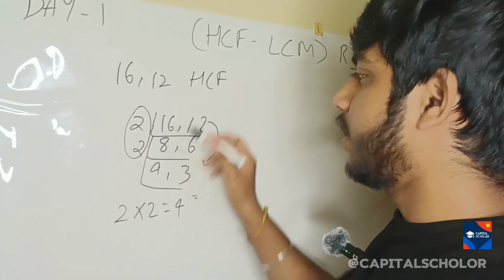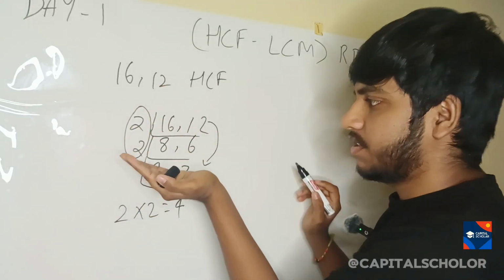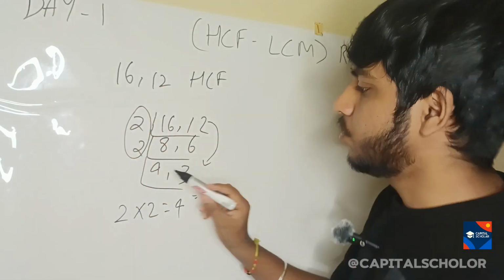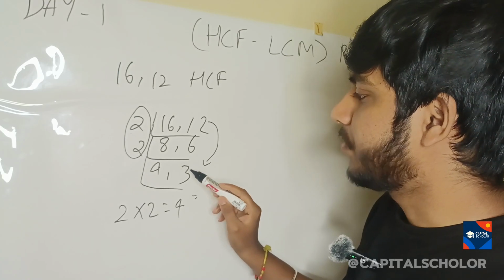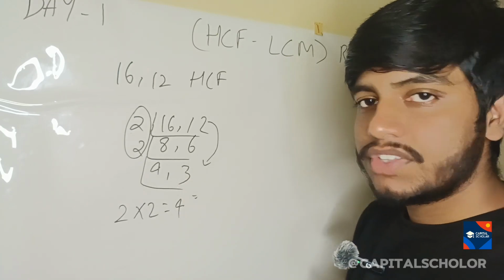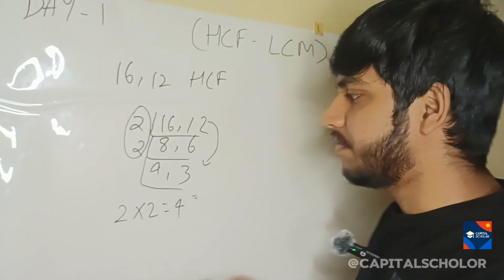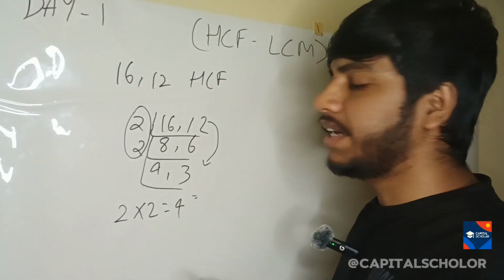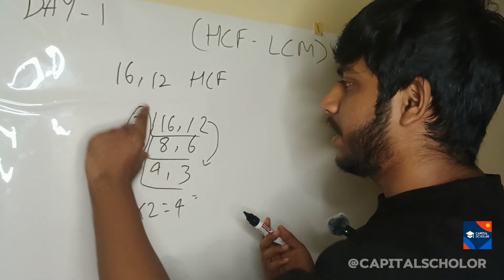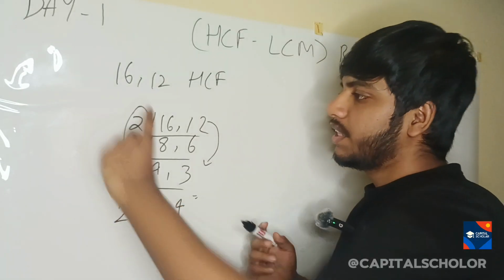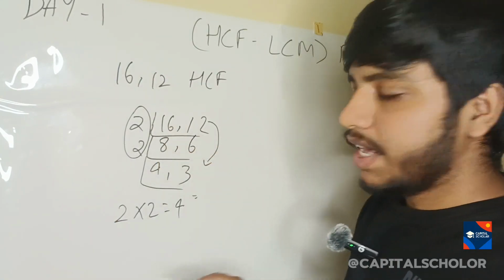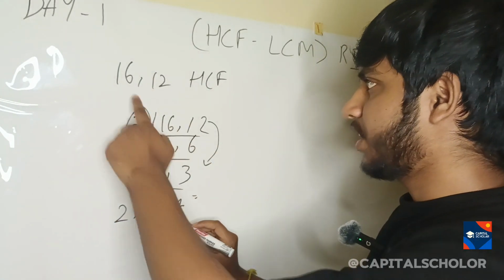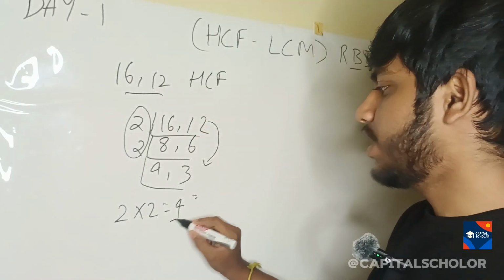Can you understand this? The next numbers are 4 and 3. These can't be divided by any single number except 1, and we can't take 1, so we stop here. So 2 into 2 is 4. The HCF of 16 and 12 is 4.